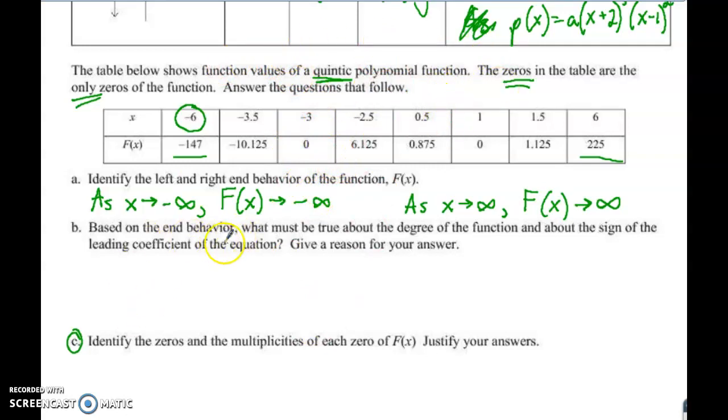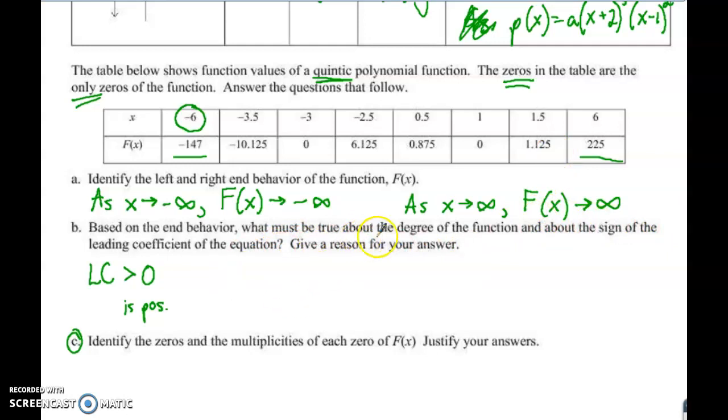Now, part B, what must be true about the degree of the function and about the sign of the leading coefficient? Well, based off the end behavior, as x goes to negative infinity, the function went infinitely down. So that's a clue with an odd polynomial that the leading coefficient is positive. Again, you can write is positive in case you skipped the first video, which I would not encourage you to do. You should watch all of this.